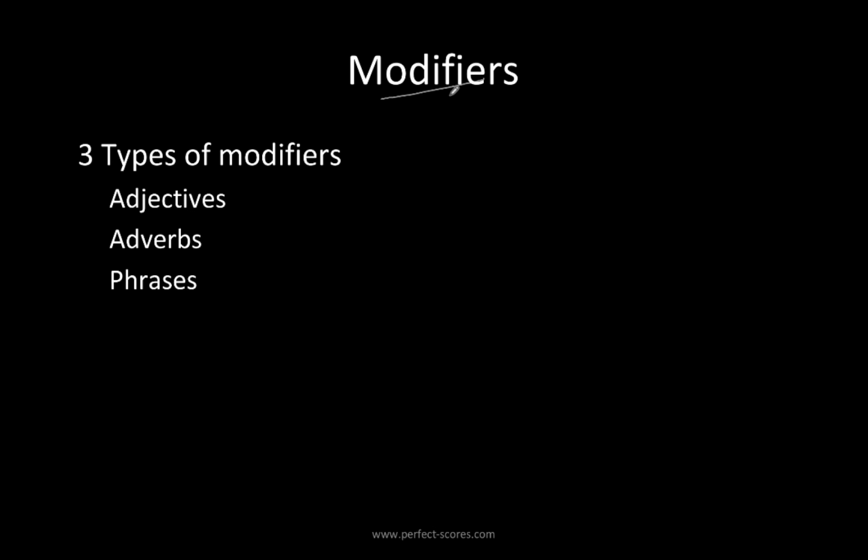A modifier, as the name suggests, helps to describe any part of a sentence. For example, if I say, let's say, a fast car. Now, the word fast over here is describing car. So we say that fast is modifying car. So fast becomes a modifier. There are three common kinds of modifiers: adjectives, adverbs, and phrases.